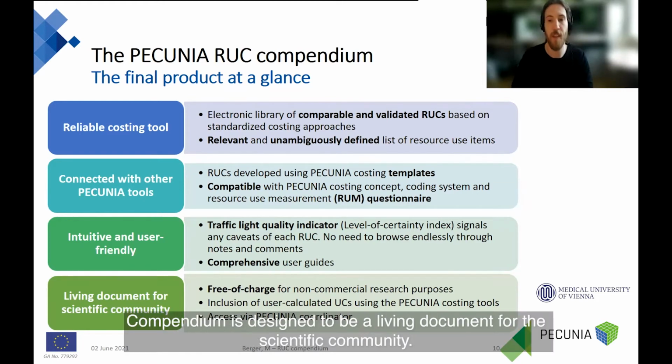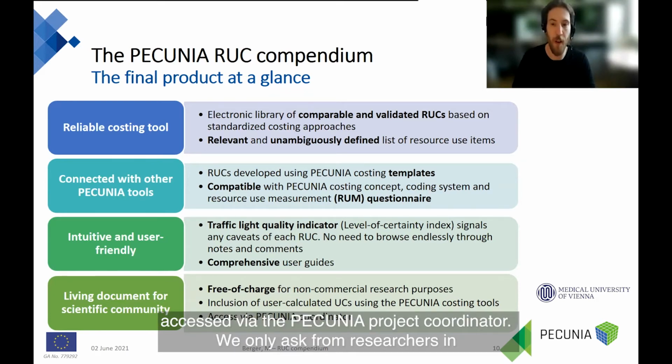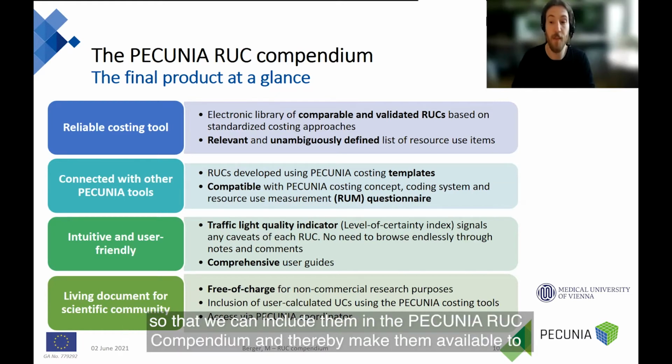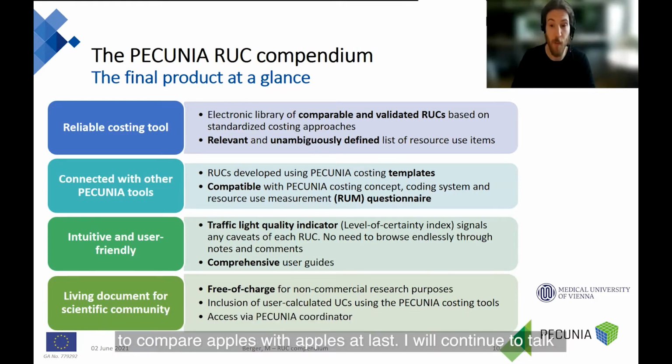Finally, the PECUNIA RUC Compendium is designed to be a living document for the scientific community. The PECUNIA costing tools are free of charge for non-commercial purposes and can be accessed via the PECUNIA Project Coordinator. We only ask from researchers in return that they report back any unit costs developed with the PECUNIA tools so that we can include them in the PECUNIA RUC Compendium and thereby make them available to the broader scientific community, so that in the end, in the not so distant future, we are able to compare apples with apples at last.